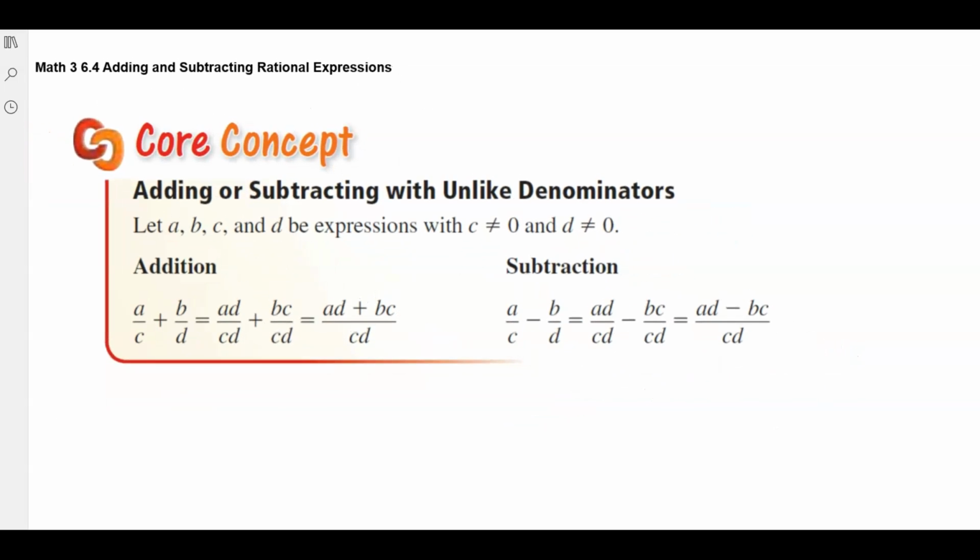All right, adding and subtracting with unlike denominators. So remember, you have to multiply by something in order for it to be the same. So since A over C is missing D, you times it by D over D. B over D is missing C's, so you'd multiply it by C over C. So then you have AD plus BC over CD. And you would do the same for subtraction.